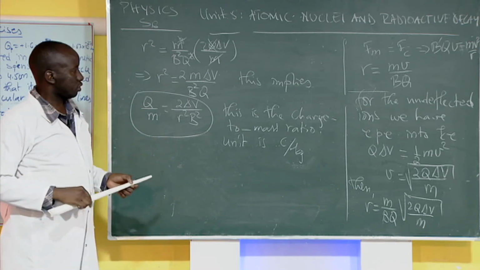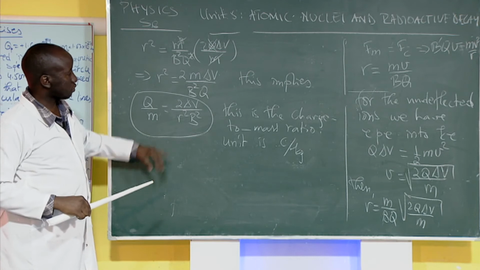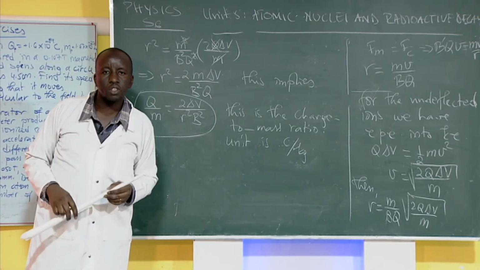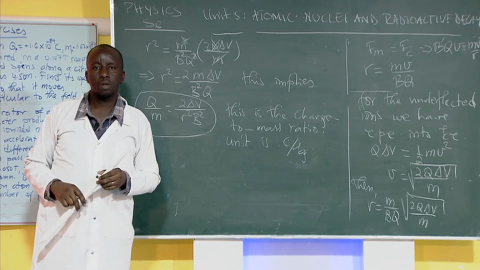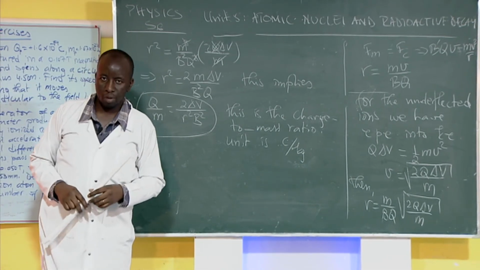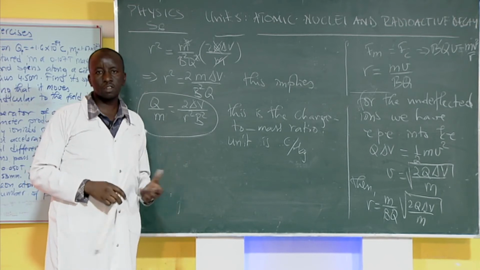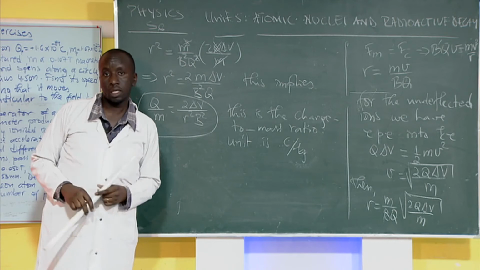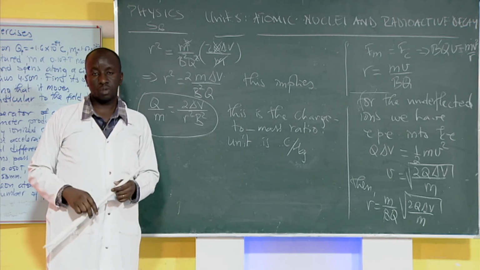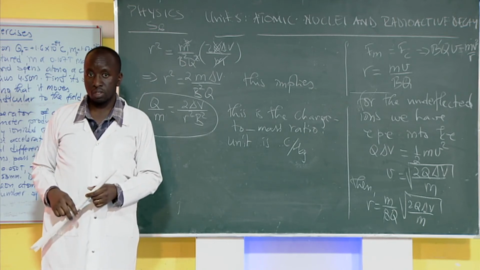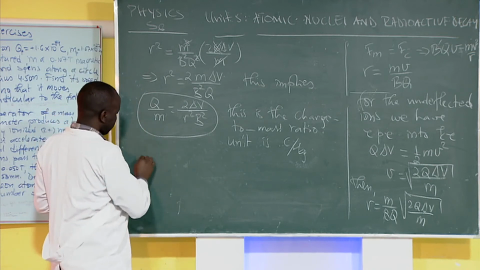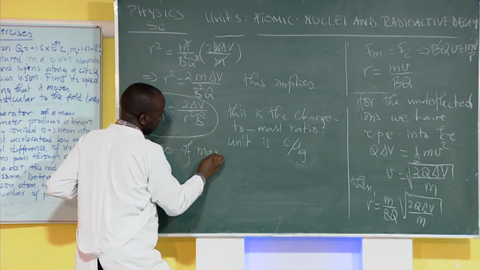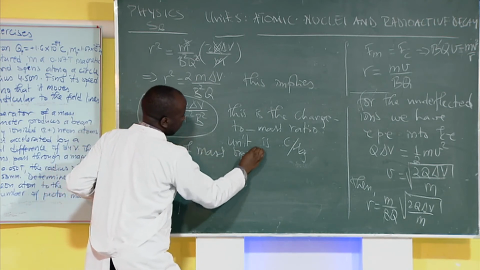So now, students, after we have these expressions, we may use them again to explain the uses of the mass spectrometer. We have defined it, we have shown how the mass spectrometer works, and it is now time for us to think about the uses of the mass spectrometer.